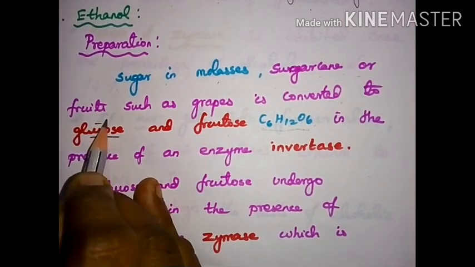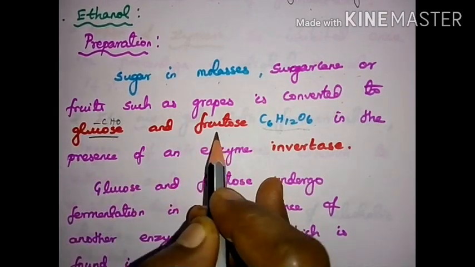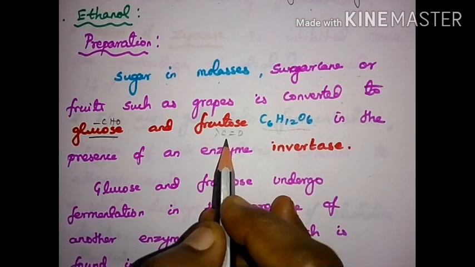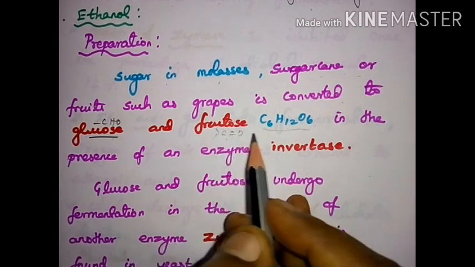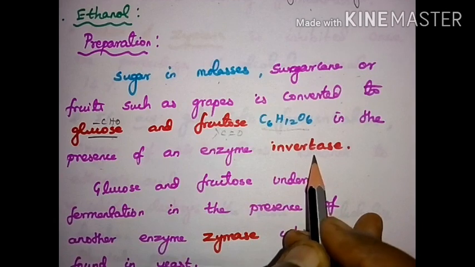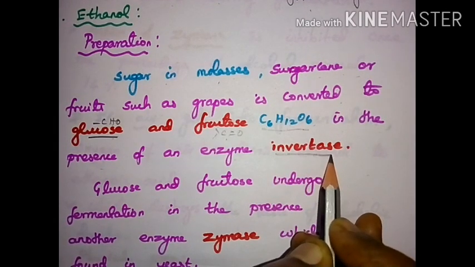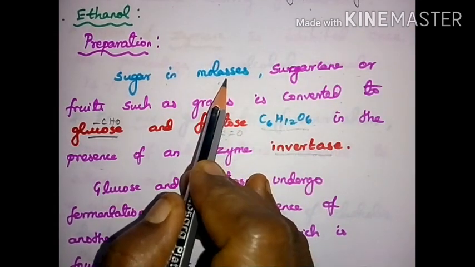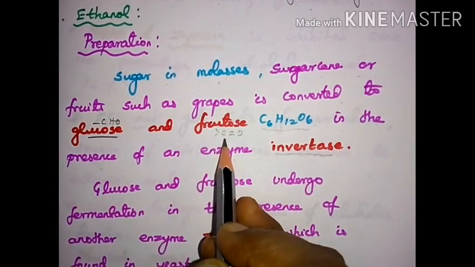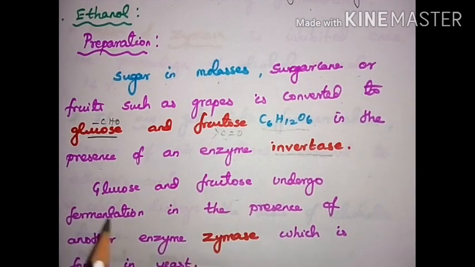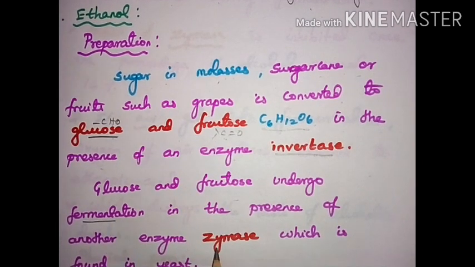Glucose contains the aldehyde group. Fructose contains the keto group. Same formula but a different functional group. In the presence of an enzyme invertase, first the molasses is converted to glucose and fructose. And in the second step, this glucose and fructose undergo fermentation by using an enzyme called zymase.